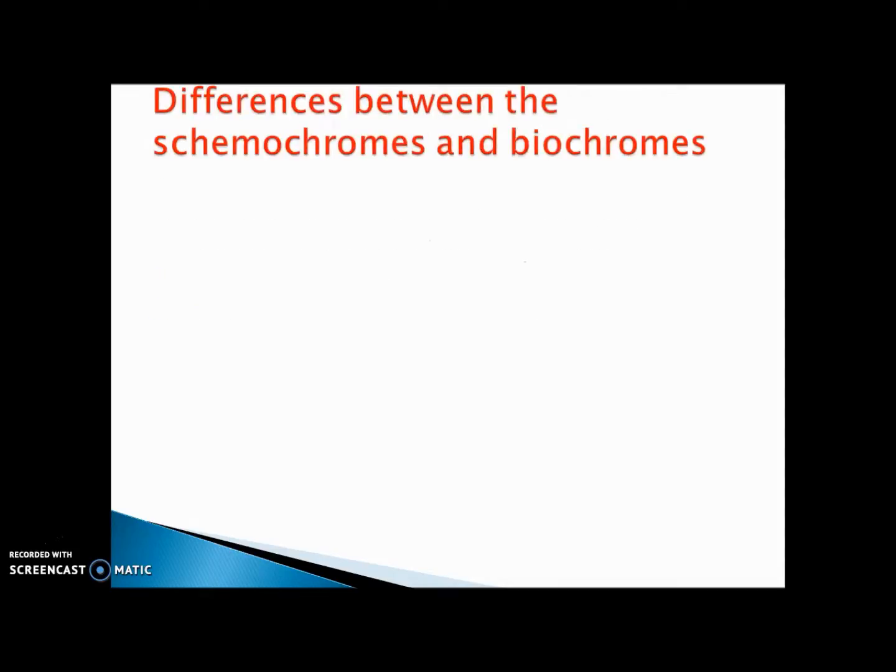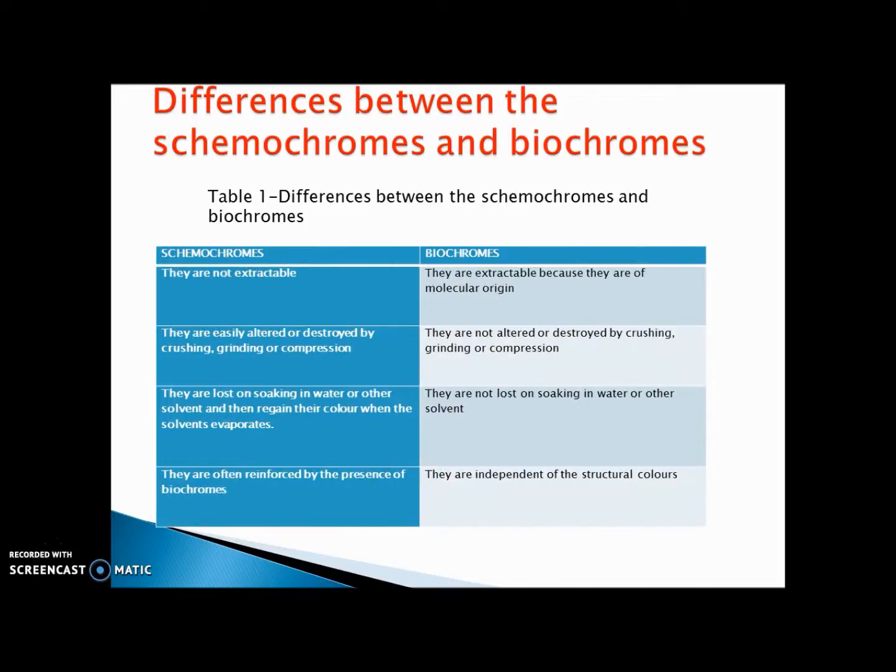Let's look at the differences between the chemochromes and the biochromes. The table below gives the differences. The first difference is that chemochromes are not extractable, while biochromes are extractable because they are of molecular origin. Chemochromes are easily altered or destroyed by crushing, grinding, or compression. But for biochromes, this is not the case.